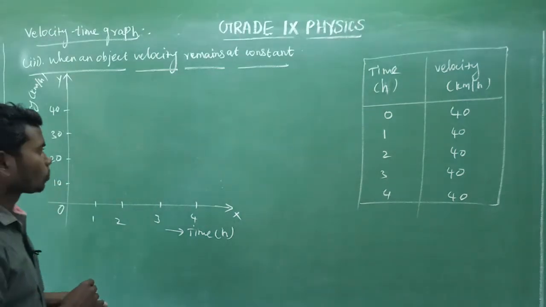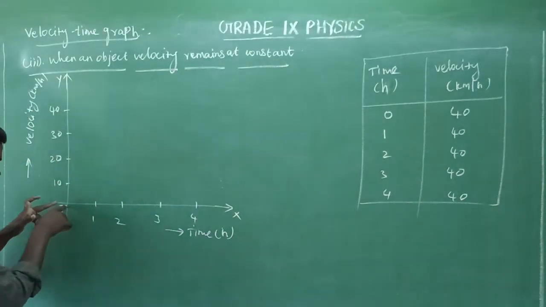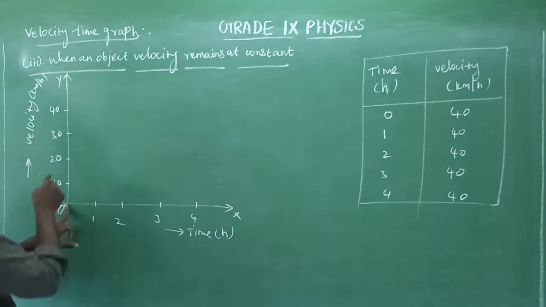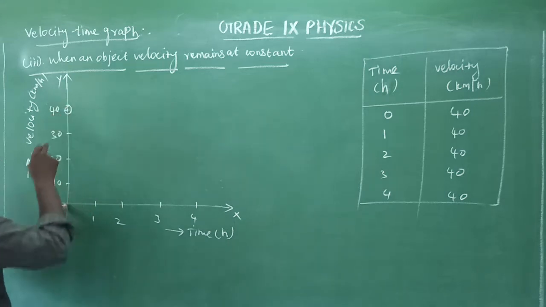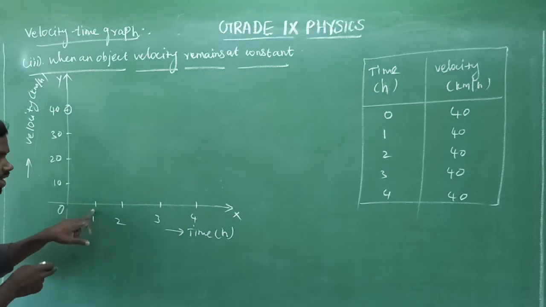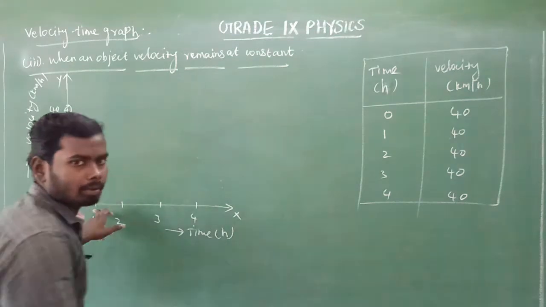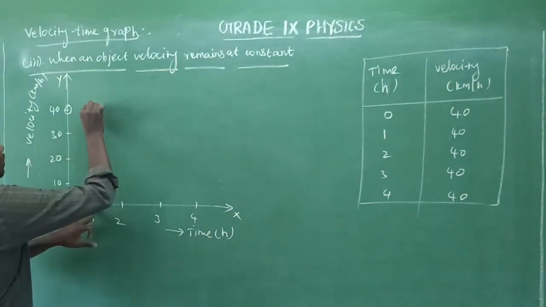Look here. At 0 time, what is the velocity? The velocity of the object is 40 km per hour. Am I right? So this is 40 here. At 0 time, the velocity of the object is 40 km per hour. And at the first 1 hour, what is the velocity here? Yes, the same 40 km per hour. Mark that same 40 km per hour.